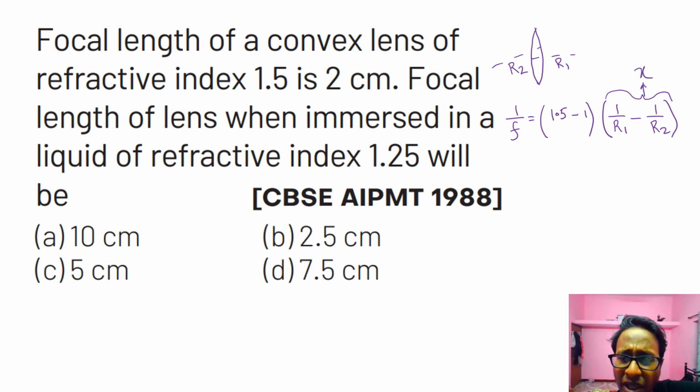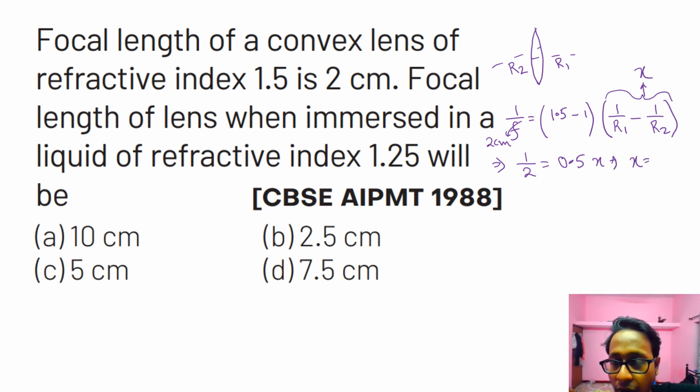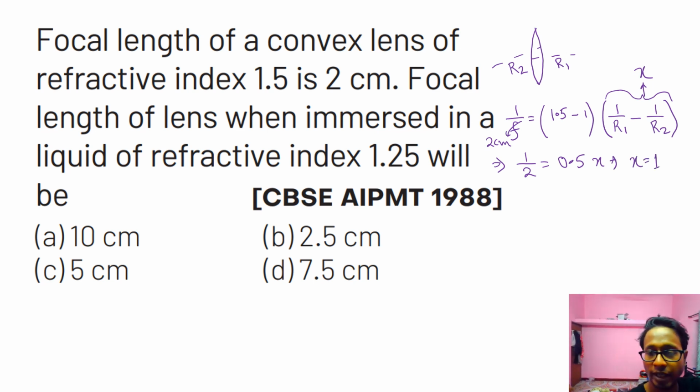And the focal length is given as 2 centimeter. So 1 by 2 is equal to, what is 1.5 minus 1? 0.5 into x. So x is equal to 1 by 2 divided by 0.5, which is nothing but 1.